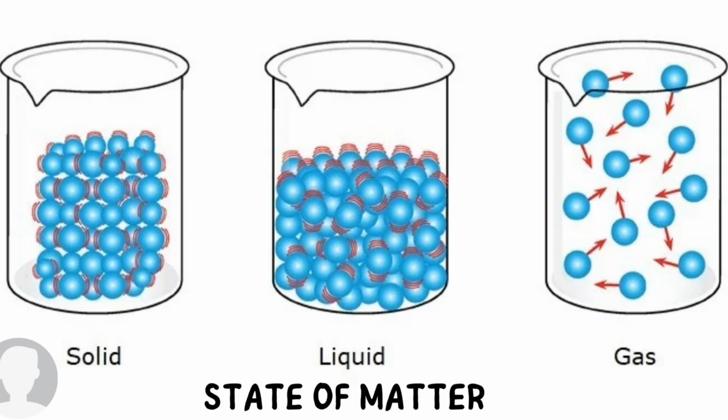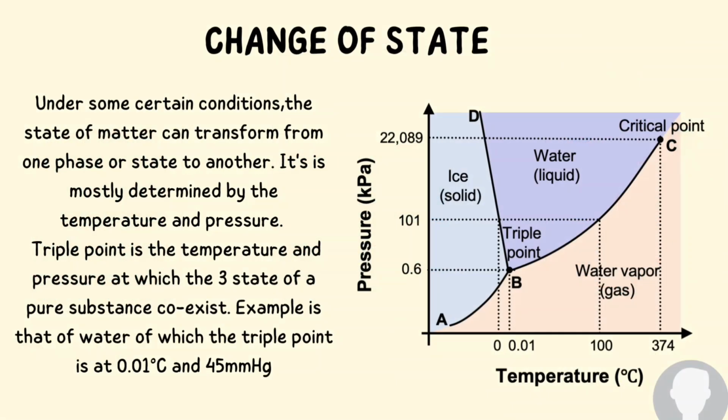And as you can see, in the solid state, the molecules are tightly packed. In the liquid state, not really tightly packed, and in the gaseous state, the molecules are spaced apart. The solid, liquid, and gaseous states or phases of matter have distinguished properties in terms of their volume and molecular changes. That brings me to the change of states. Under certain conditions, the state of matter can transform from one state or phase to another. It is mostly determined by the temperature and pressure.